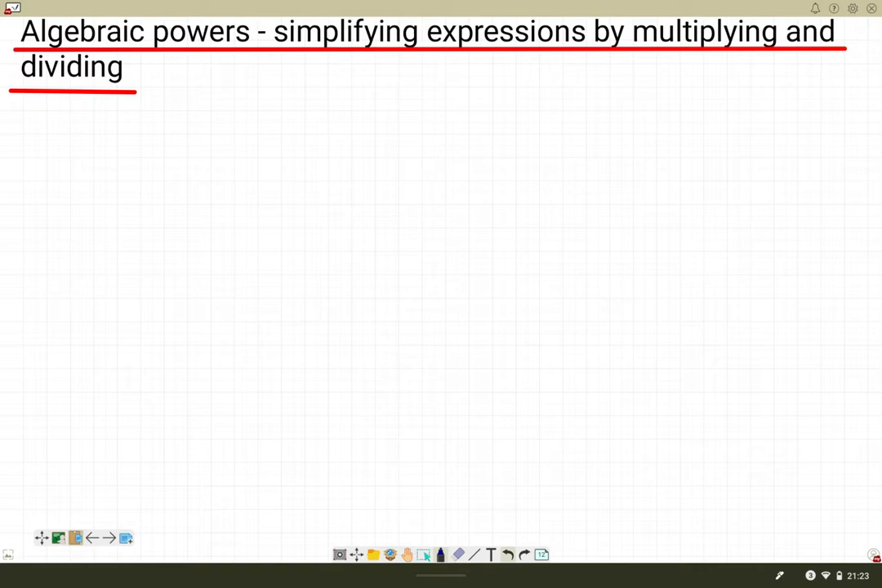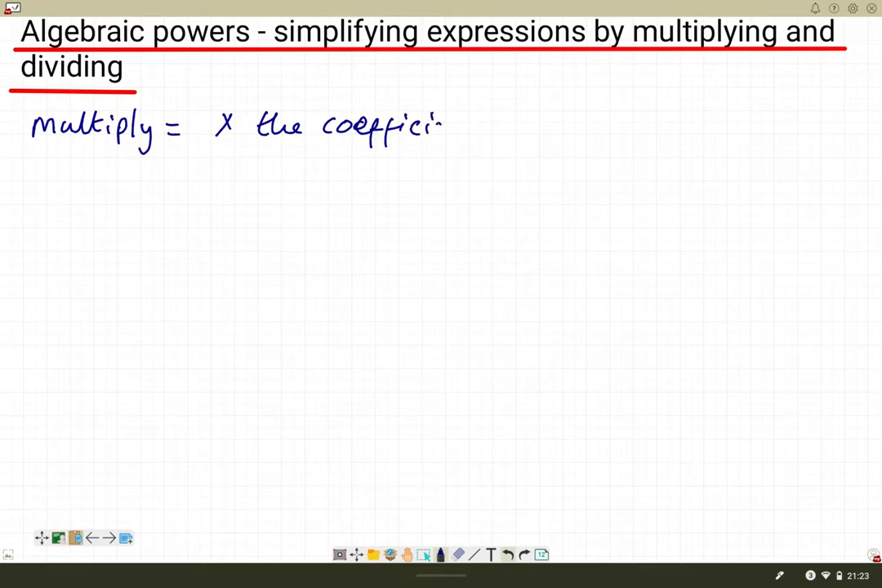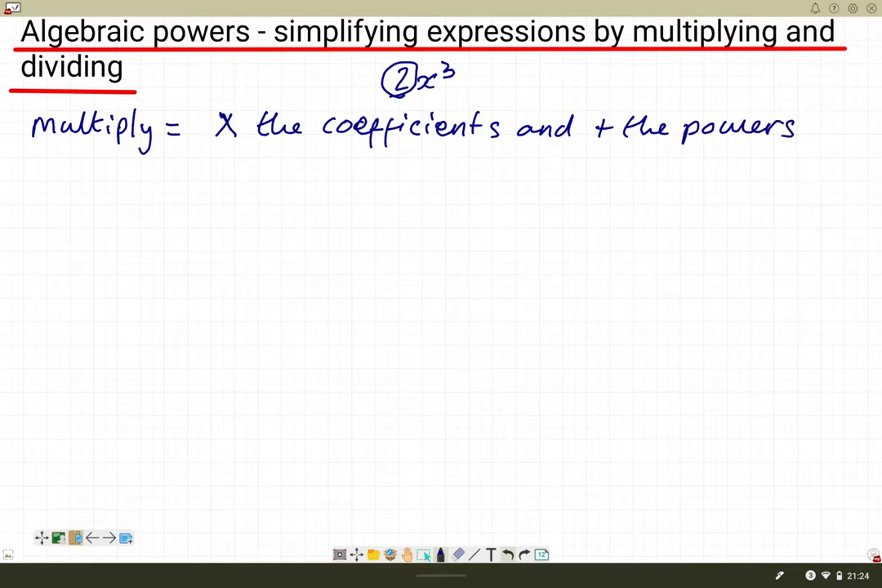When you multiply, you multiply the coefficients, so that's the numbers before the letters. So let's say you had 2x cubed. The coefficient of 2x cubed is 2. Okay, it's a number before the letters. So multiply the coefficients and add the powers, unless you have brackets.